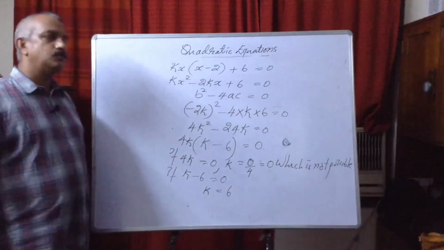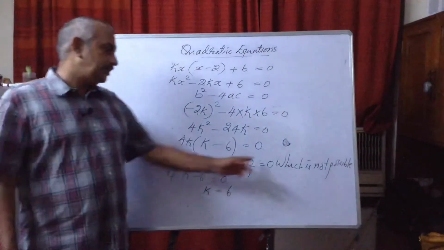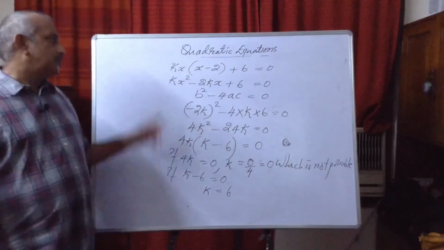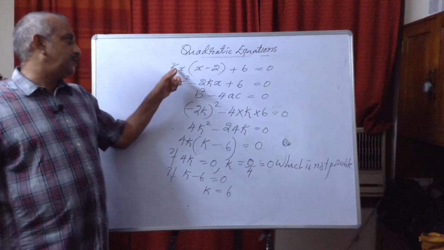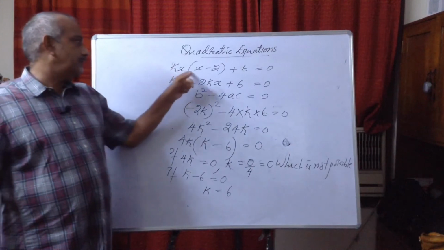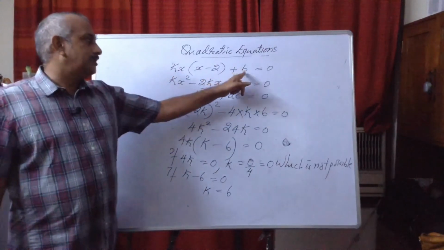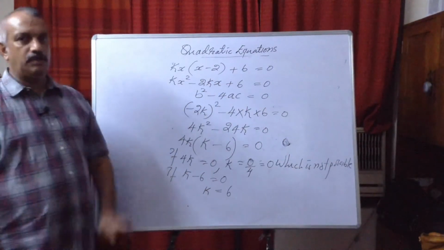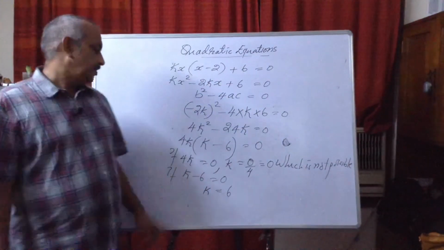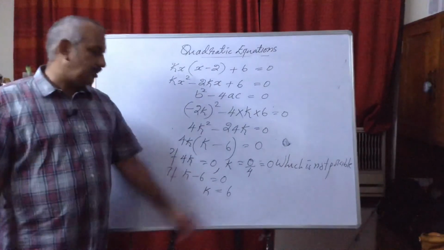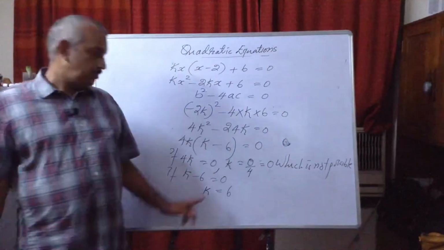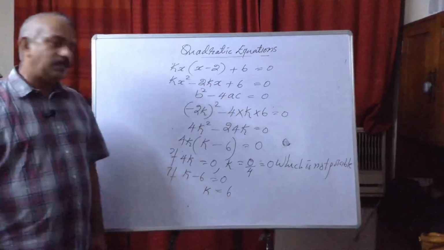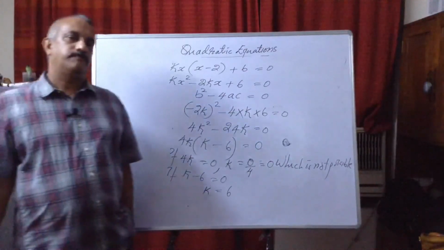So we are getting two values. One is k is equal to 0, which is not possible. Now what will happen if k is equal to 0? This entire thing will be 0 and we'll get 6 is equal to 0, which is not possible. So k cannot be equal to 0. Now the second value, k is equal to 6, which is possible. So the value of k is equal to 6.